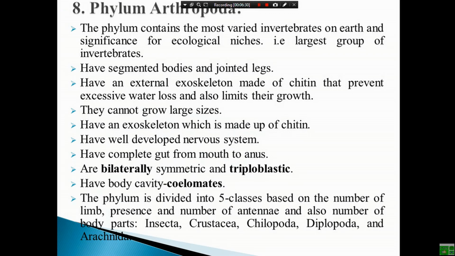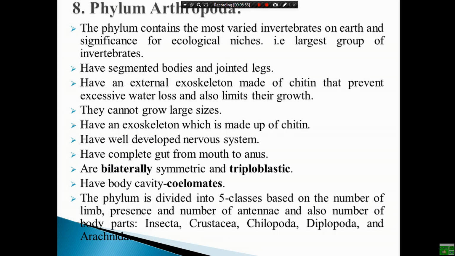The last phylum of invertebrates is phylum Arthropoda. The phylum contains the most varied invertebrates on Earth and is significant for ecological niches, which means that they are the largest group of invertebrates besides their number. Ecological niche means a pattern of living. They have segmented bodies and jointed legs.